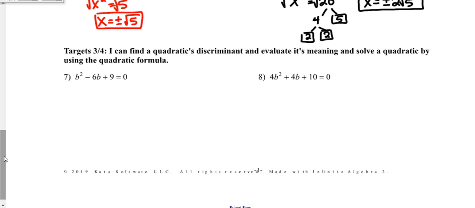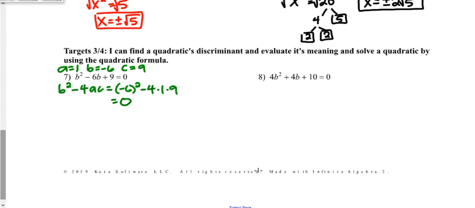All right, so targets 3 and 4 are paired up, so we are going to find the discriminant first, talk about that, and then we're going to continue solving with the quadratic formula. So first of all, I'm going to go ahead and label what a, b, and c are. And then the discriminant, if you remember, is what's under the square root, so b squared minus 4ac. So that's negative 6 squared minus 4 times 1 times 9. And that would be 36 minus 36, which is 0.